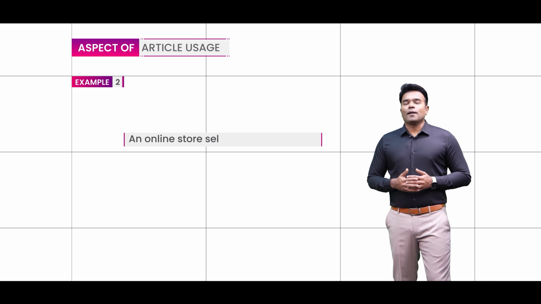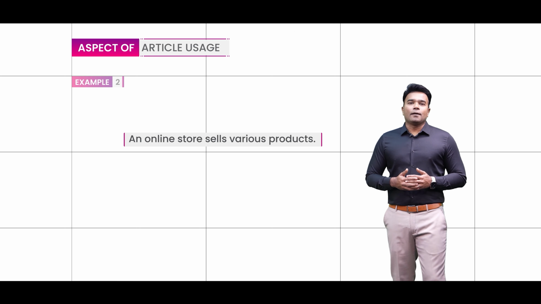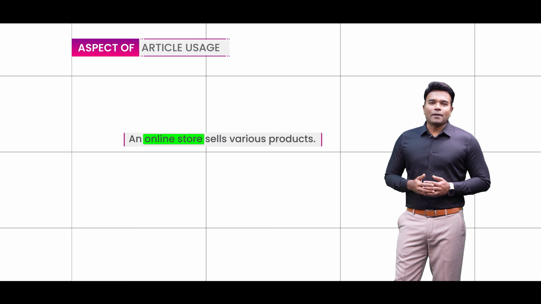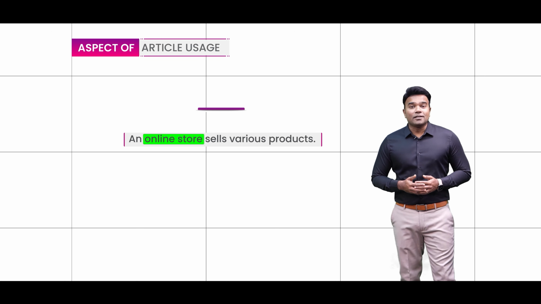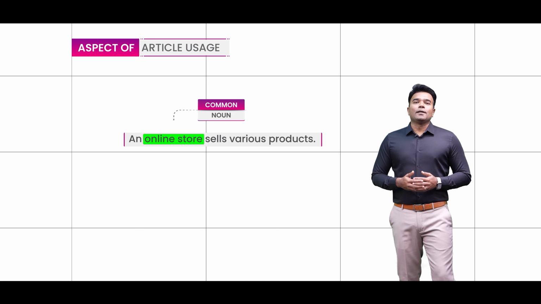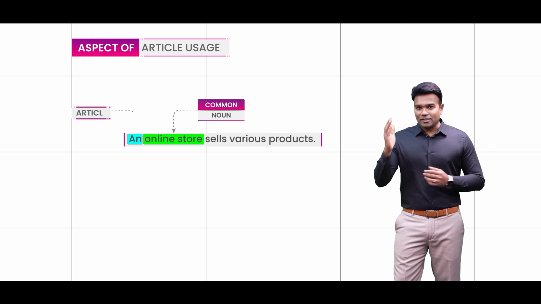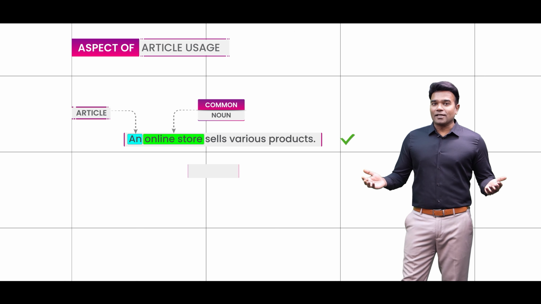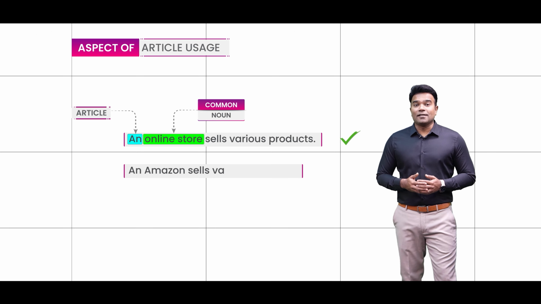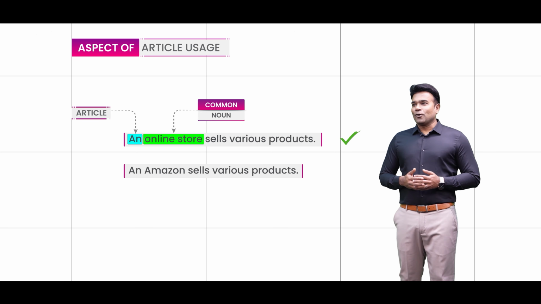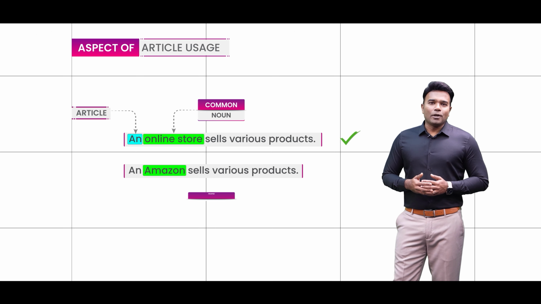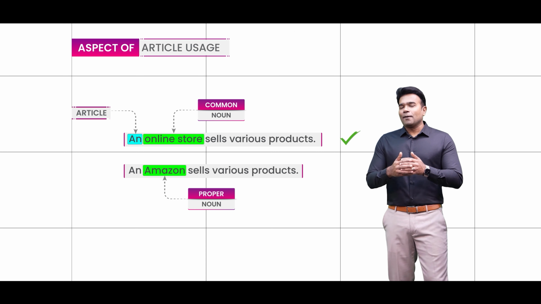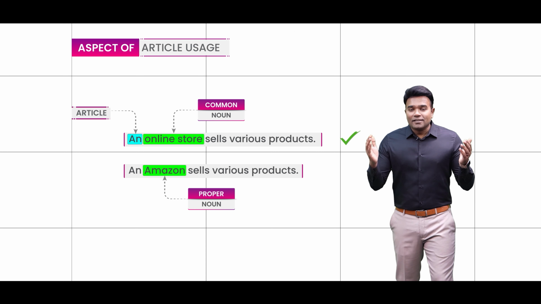An online store sells various products. Well, that way, in this sentence, online store happens to be a generic store and hence is categorized as the common noun, and obviously an happens to be an article. But then the same sentence, just in case I rewrite it like this, an Amazon sells various products. Well, no doubt here Amazon happens to be a proper noun because we are not speaking about a generic online store, rather we are speaking about a specific one and hence is the proper noun.